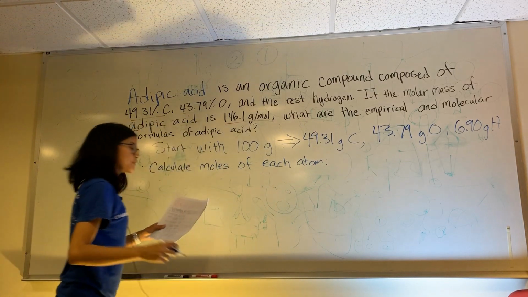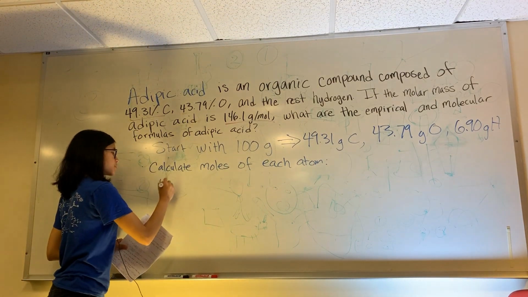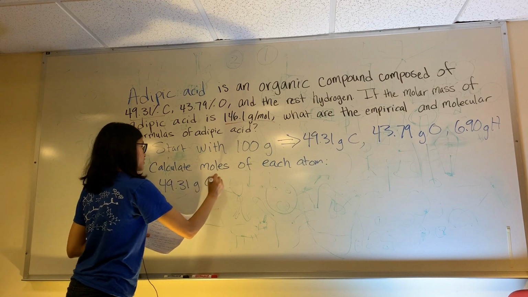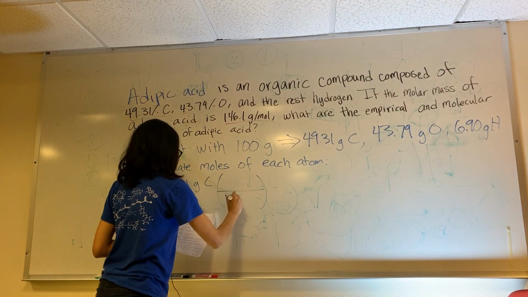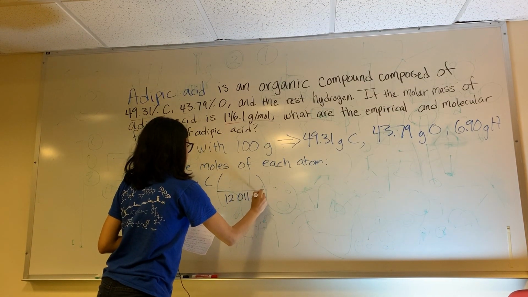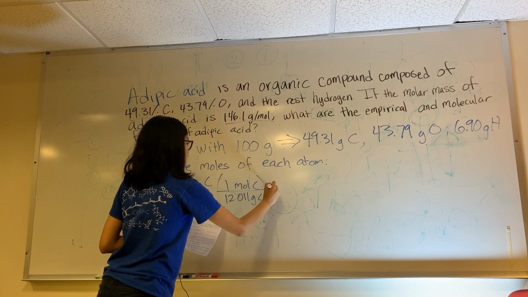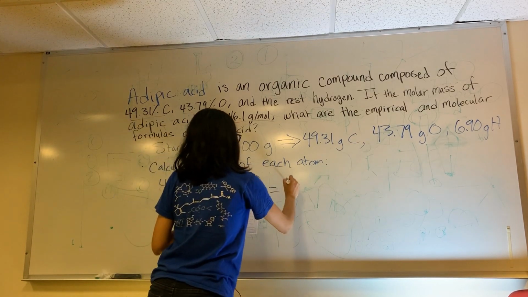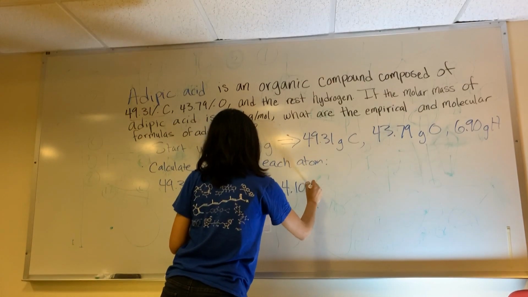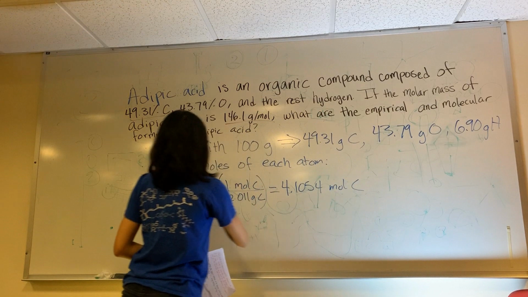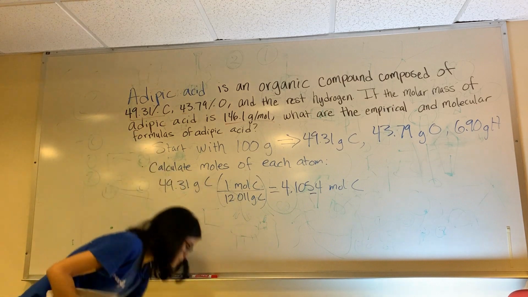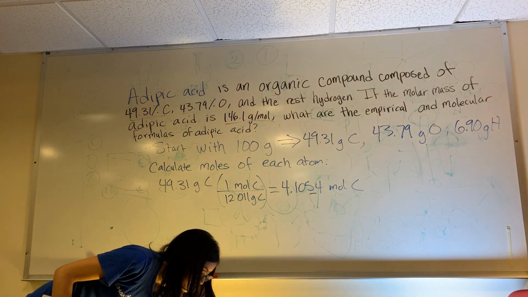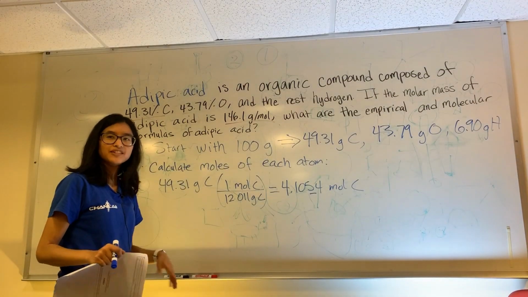This is pretty basic. All you need to do is take the grams that you figured out from the percents for each atom and divide by the molar mass. Remember that you always want your units to cancel out. If you do that, you should get 4.1054 moles of carbon, with 4 sig figs. Oops, my light fell down. You can see, right? Okay, cool.